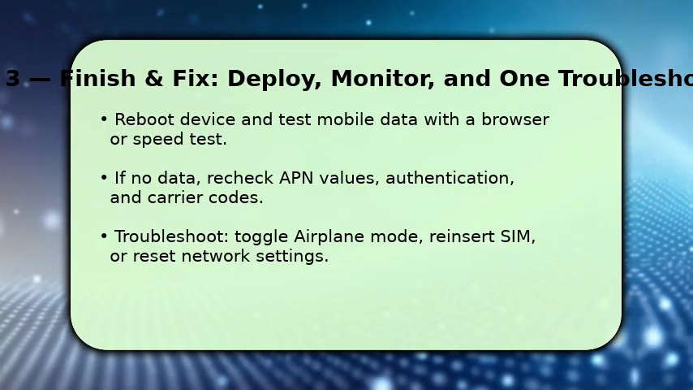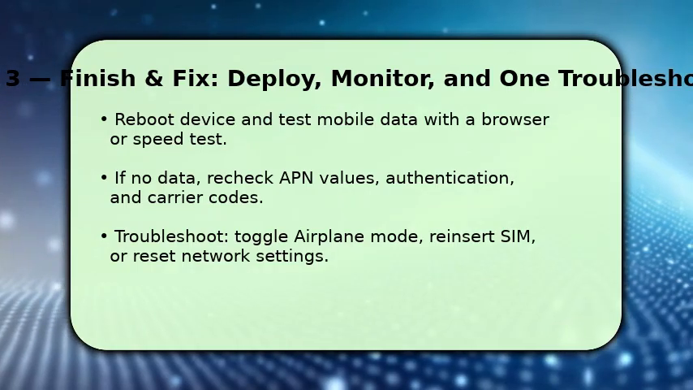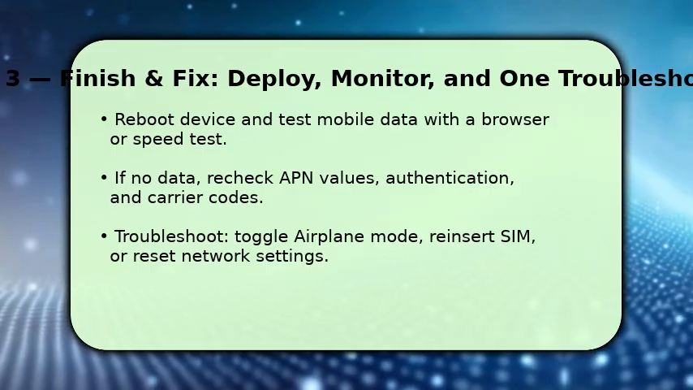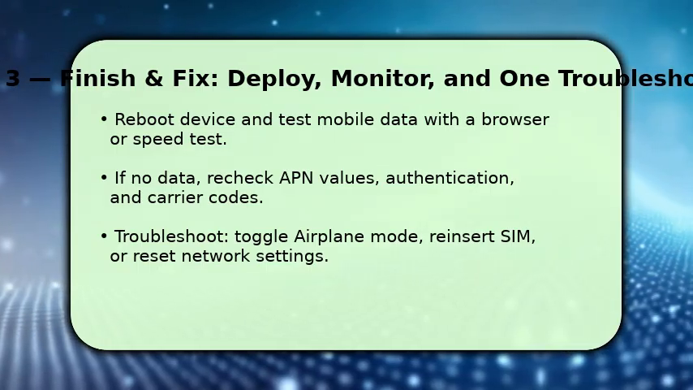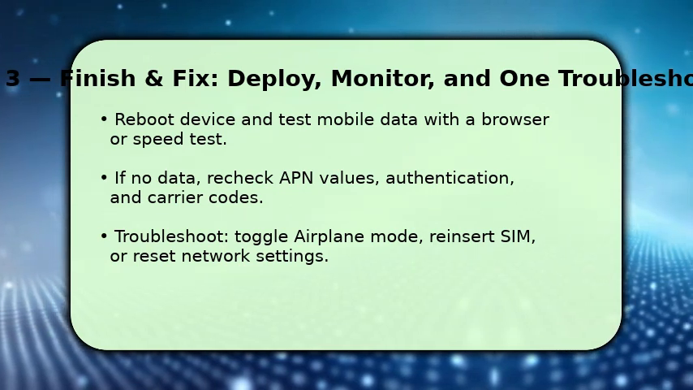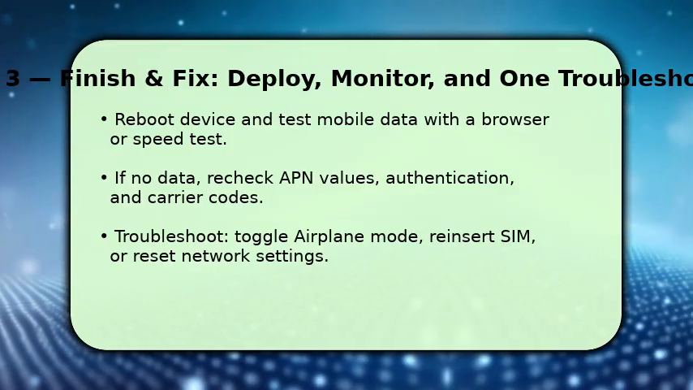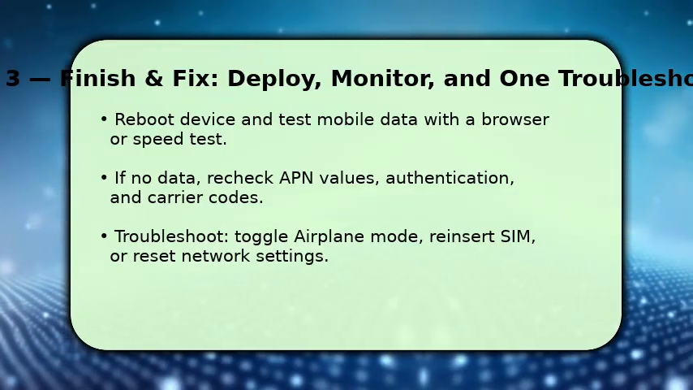Tiny typos block access. If problems persist, toggle airplane mode off and on, reinsert the SIM to re-register with the network, or reset network settings as a last resort, which clears stale configs. One key tip: try another device with your SIM to isolate whether it's the phone or the APN entry.